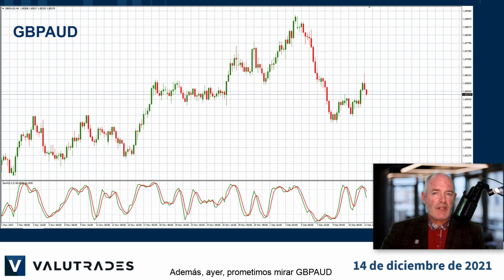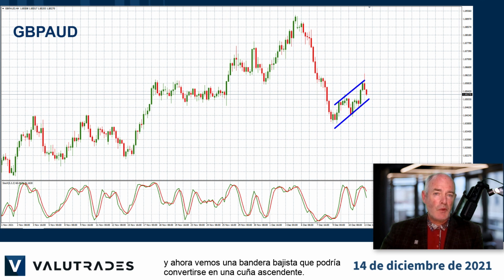Also yesterday we promised to take a look at Pound Aussie, and we now see a bearish flag which could develop into a rising wedge. Both are bearish patterns, so keep an eye on this one.